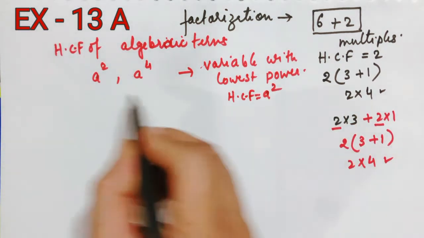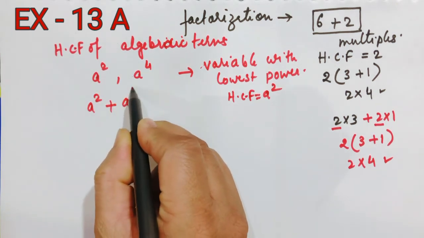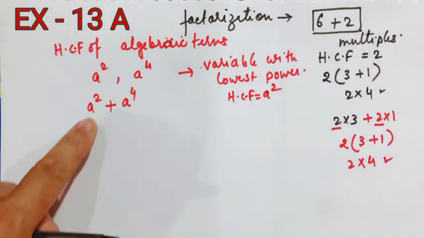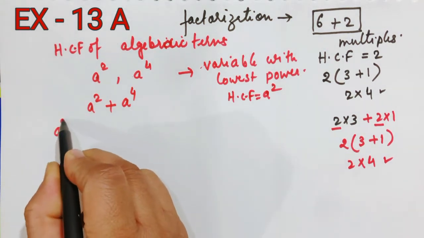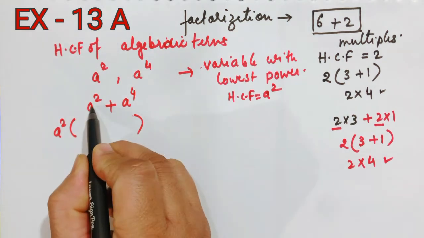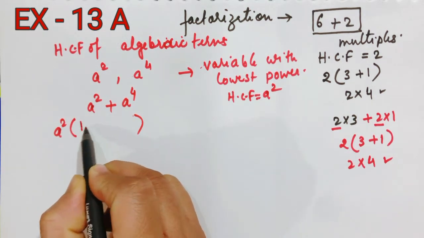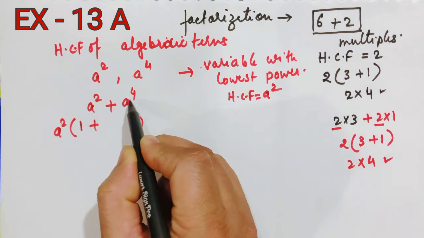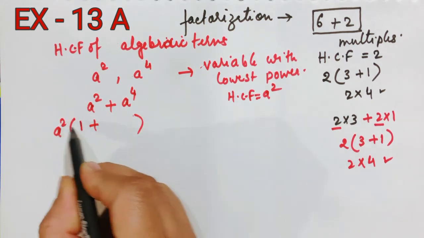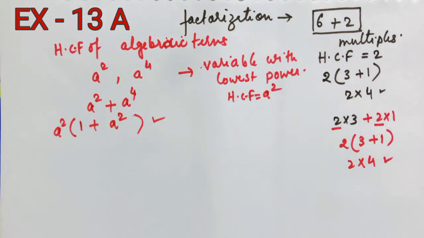Now when you take out, for example, it's given a square plus a to the power 4, and when you take out a square, what will you be left with? So when you divide a square by this particular HCF, you will be left with 1, and when you divide a to the power 4 by a to the power 2, you will get a to the power 2. Finished.